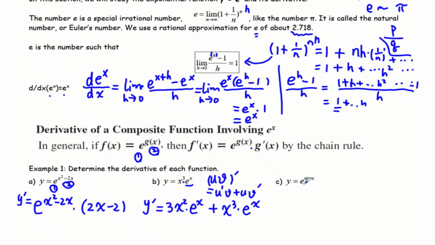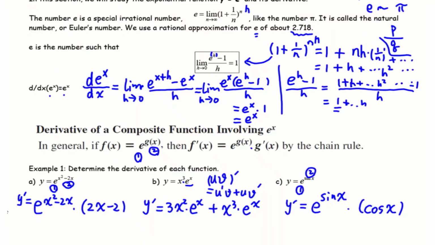Then the third one is e to the sine x. So y prime equals e to the sine x, nothing changes. Then times sine x, whose derivative is cosine x, then it's done. So you will see, just use whatever the chain rule, product rule, power rule, quotient rule, combined with the chain rule and also the new formula that the derivative of e to the exponent x is itself, then we can find the derivative of functions involving base e.